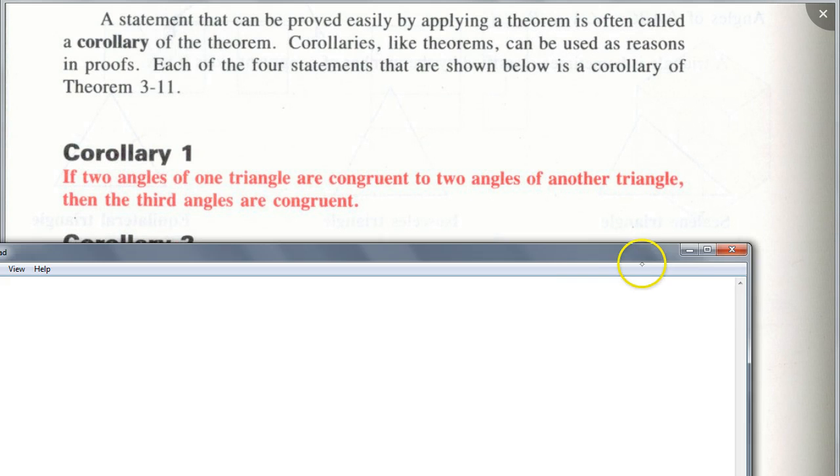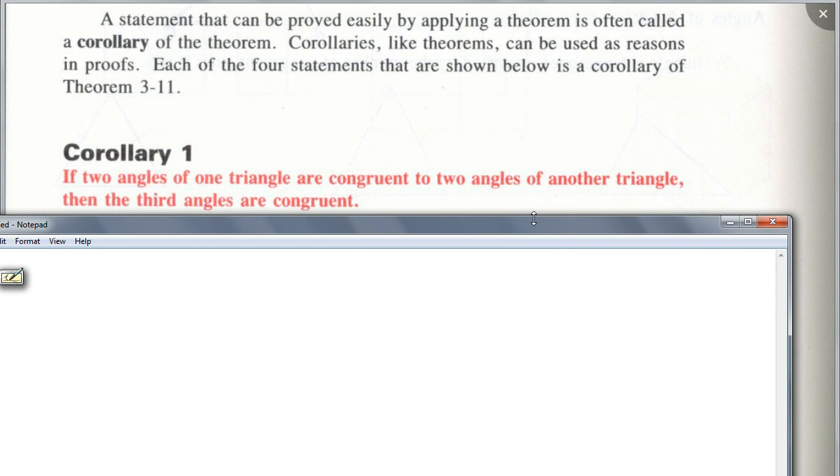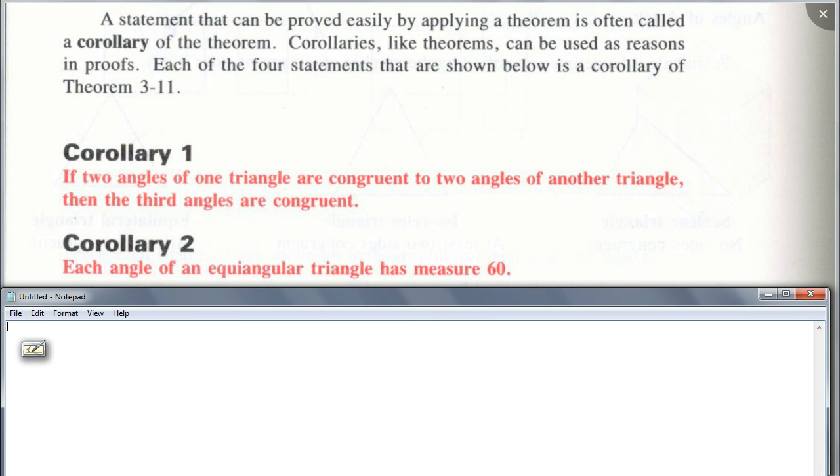Nothing hard. Hold on. So does this make sense? Yes. This is what he's saying. If two angles of one triangle are congruent to two angles of another triangle, the third angle must be congruent. Let's look at the second one. This is really easy. Each angle of an equiangular triangle is, of course, 60 degrees. Why? Because 180 divided by 3.